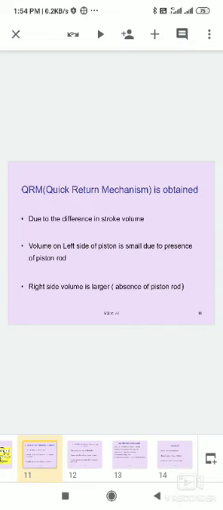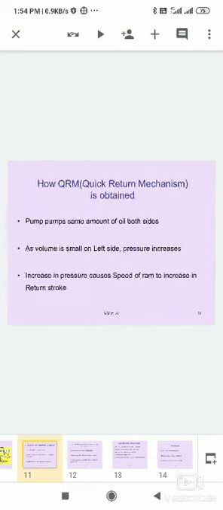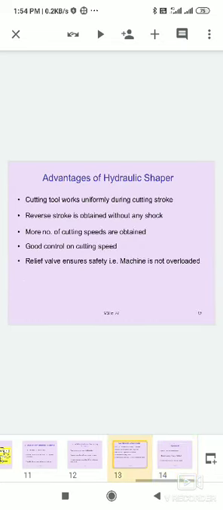And the disadvantages of the hydraulic shaper machine: mainly it has a heavy, complicated design, and the machining cost is also high. It cannot be stopped at any speed. These are the main disadvantages. You must learn the advantages, disadvantages and working principle easily.